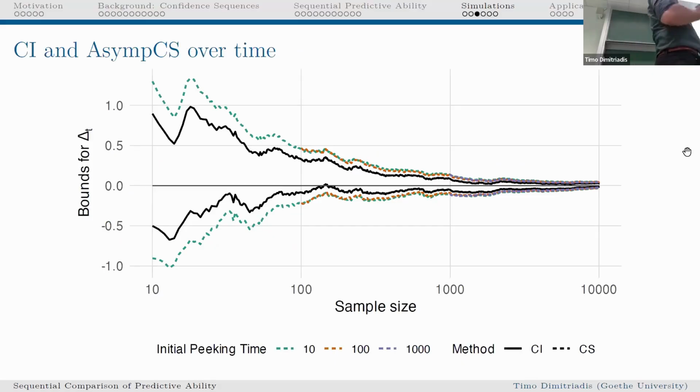This is how one simulation run looks like. So we have the confidence interval in here. This is, of course, smaller. Then if we start peeking at day 10, we have this green interval. And this goes up to infinity. Then if we start peeking at time 100, we have this red interval, which is a bit different from the green one. And we have the blue one, purple one, which is still, I think, a bit wider than the other. But you see, these are pretty similar at some point if you peek later.